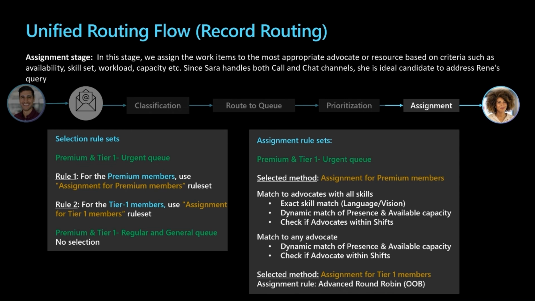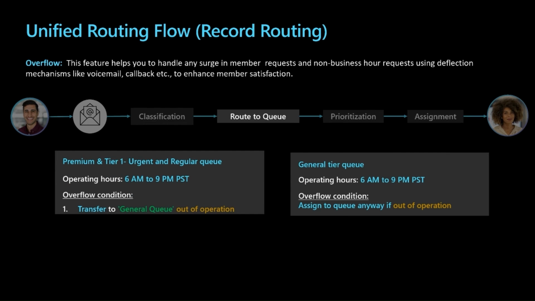Contoso looks for agents having the nearest proficiency matching all the required skills and having the right presence and capacity. In the assignment stage, you could start with a stricter rule, i.e. match for all skills, and if no advocate is found, the rules are relaxed to match any advocate. To handle surges such as during holiday season, managers could add additional agents to a queue. They could then implement overflow options to transfer waiting customers beyond a point to another queue.